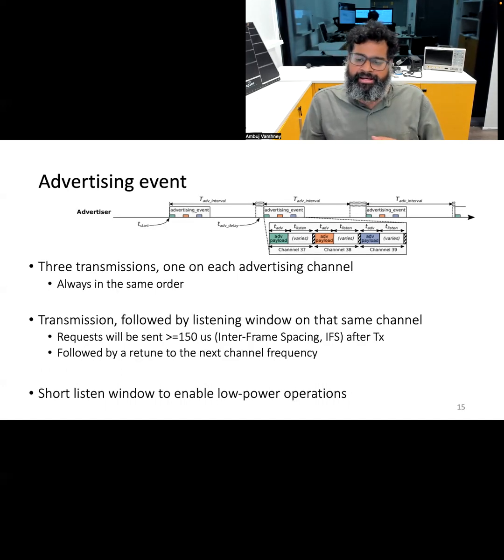The application designers or users pick these values to trade off between energy and discovery latency. Another thing to keep in mind is that since there are three advertising channels, we typically transmit these advertising packets on these three different channels in the same order. And after these advertising packets are sent, there is typically a very short listening period which allows these nodes to receive any transmission.